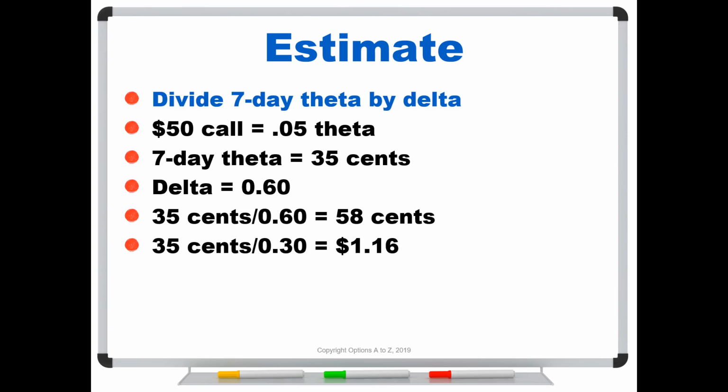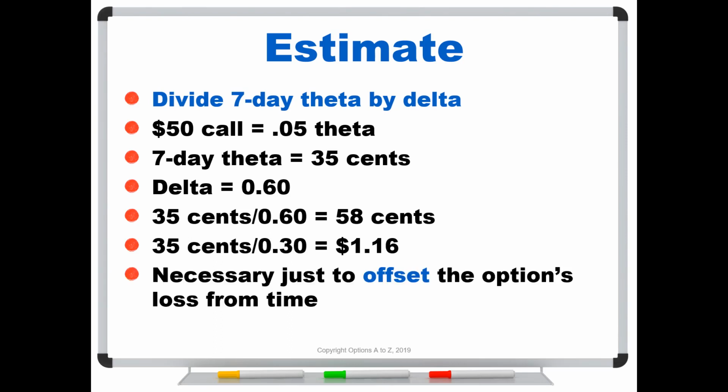So you can see it depends on how much theta you have and what your deltas are. You're going to get different calculations. But the most important thing to remember is that the numbers you get are necessary just to offset the option's loss from time. It is not to make a profit. So do these calculations actually work? Well, let's go over to the CBOE calculator and take a look at an example.